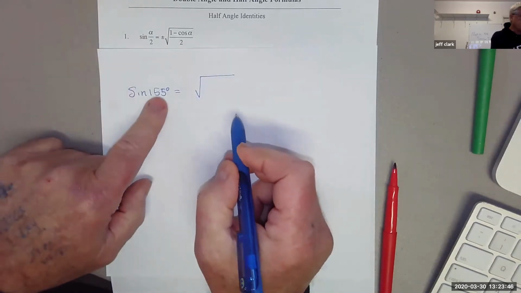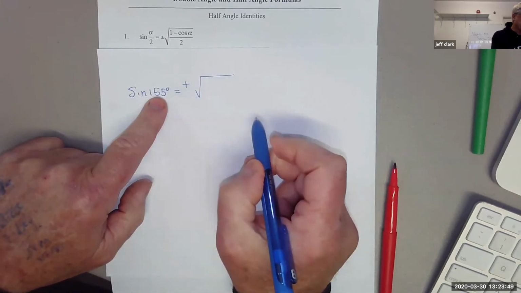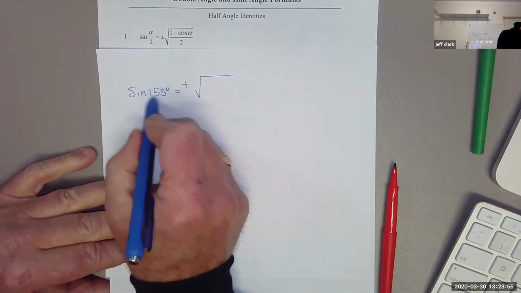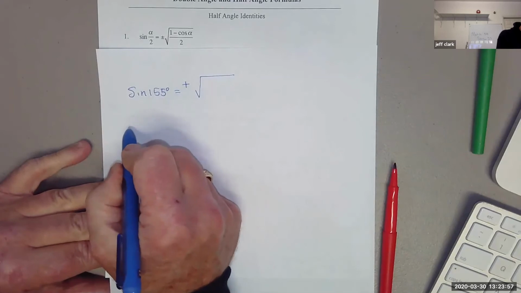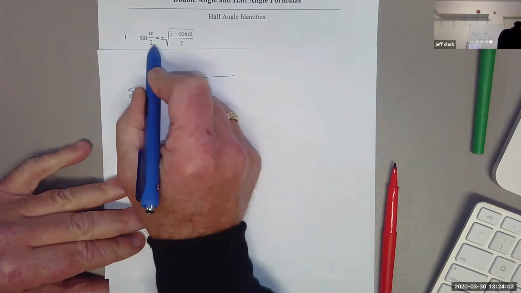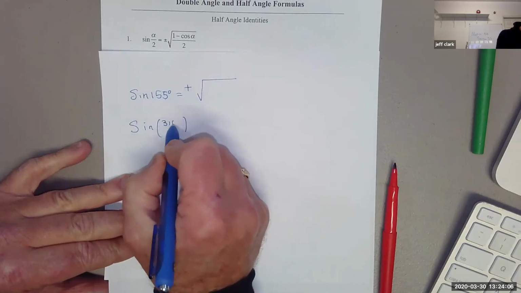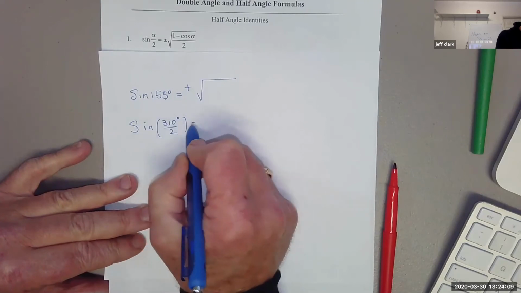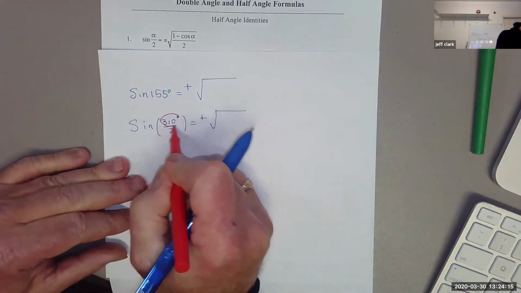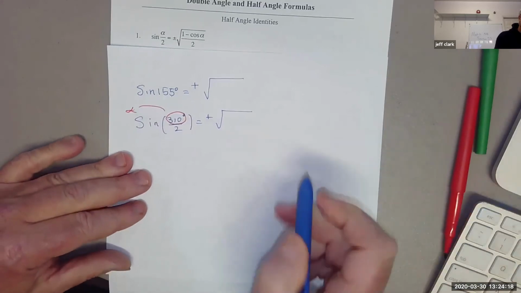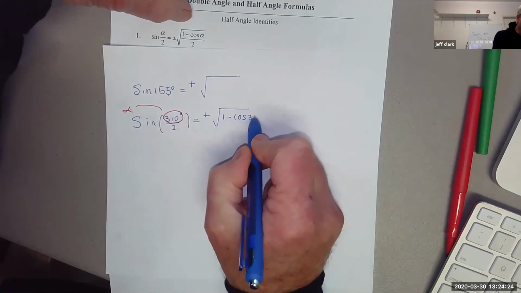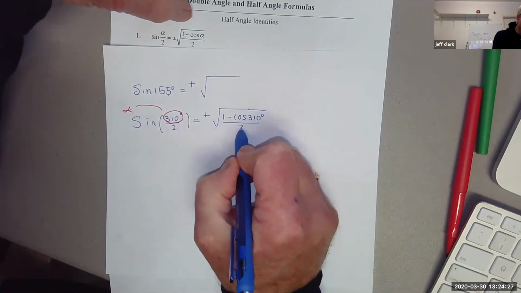Now, because this is quadrant 2, sine is positive in quadrant 2, so you put a plus. And then we have to figure out what twice this is, because 155 is not on the wheel. So just double that, because you're taking half of it, doubling it, which is 310, gets you the alpha. And this is your alpha right here. And then back up to here, 1 subtract cosine of 310 degrees is what I'm looking at, all over 2.